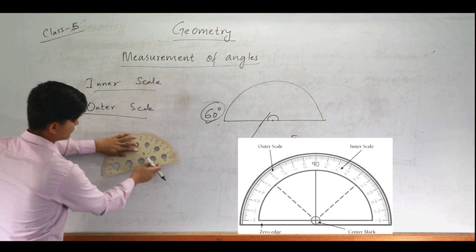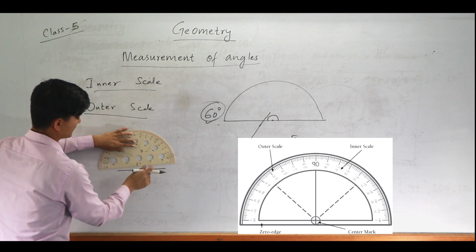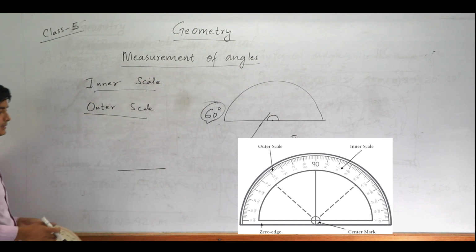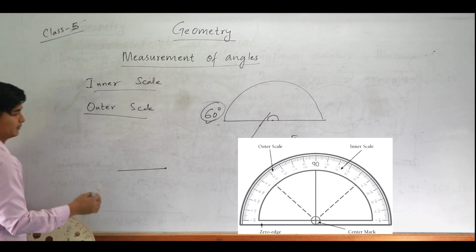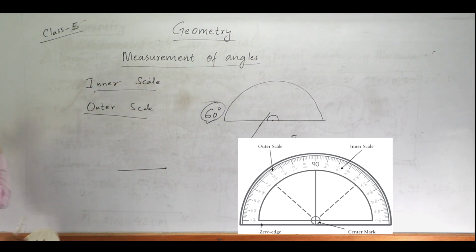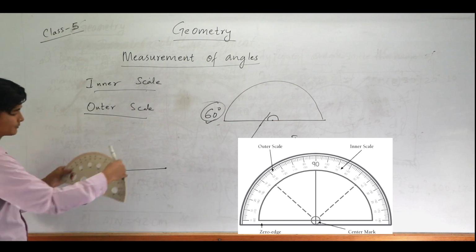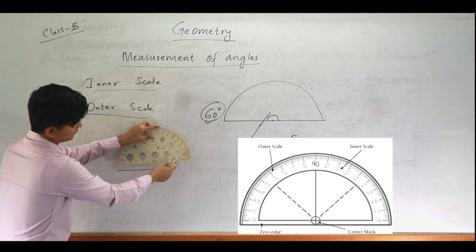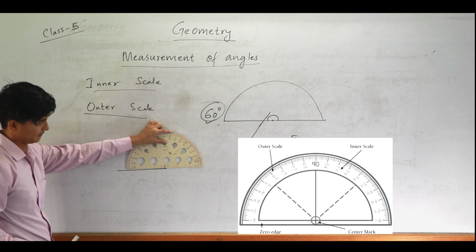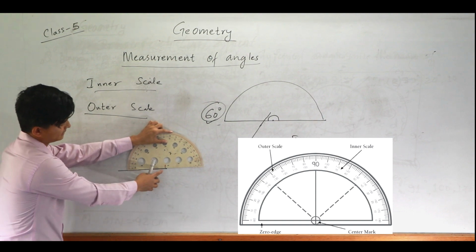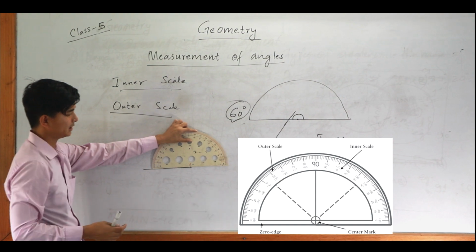So here also I have to draw one line first, like this. For the outer scale, what you have to do is place the protractor here, because we have to look at the left side. Place the vertex exactly here. After placing it here, you have to see whether your base is also correct or not.